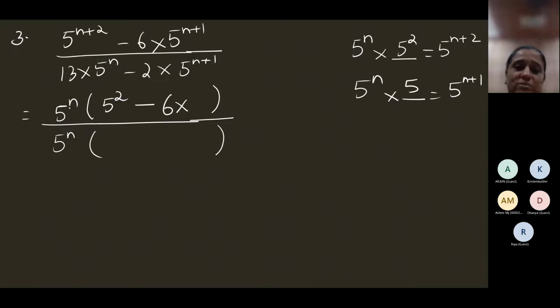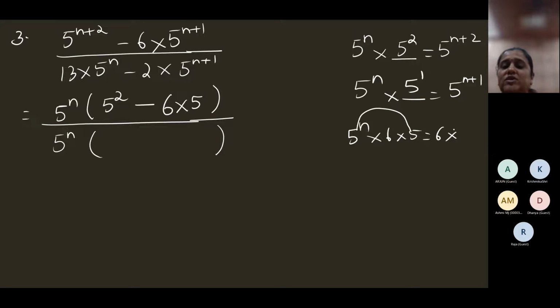Now, what is outside 5 to the power n? We have to write 6 here. Now, 5 to the power n into what will give you 5 to the power n plus 1? So, 5 to the power n into 5, because 5 to the power 1 it is, will give you 5 to the power n plus 1. So we need to write 5 here. 6 into 5. Now when you multiply 5 to the power n into 6 into 5, we will get 6 into, when you multiply these two, 5 to the power n into 5, you will get 5 to the power n plus 1, this the product.